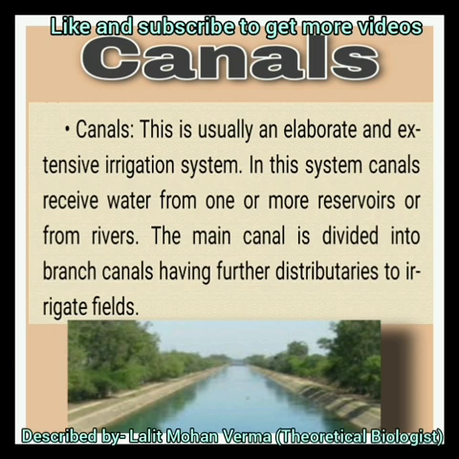Now the canal system. Canal system is an extensive and elaborate irrigation system. Big canals are made which receive water from water reservoirs or from rivers. The main canal is further distributed into branch canals and branch canals into field channels or distributaries. These distributaries may serve an individual field or a group of fields depending upon the area.